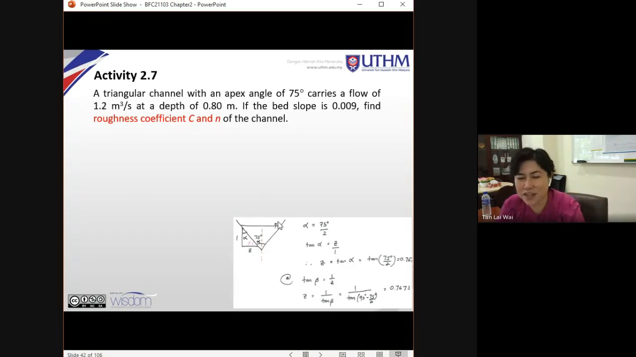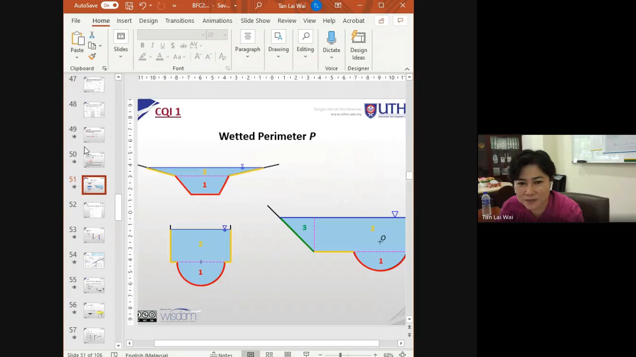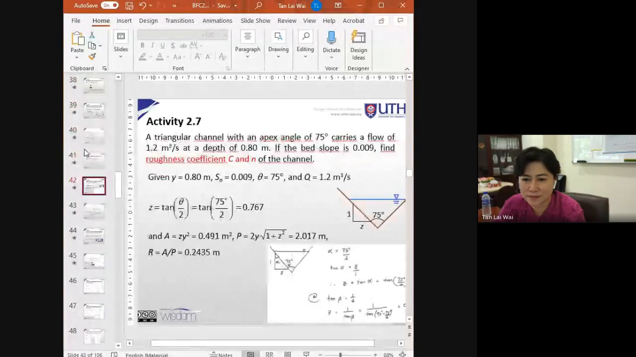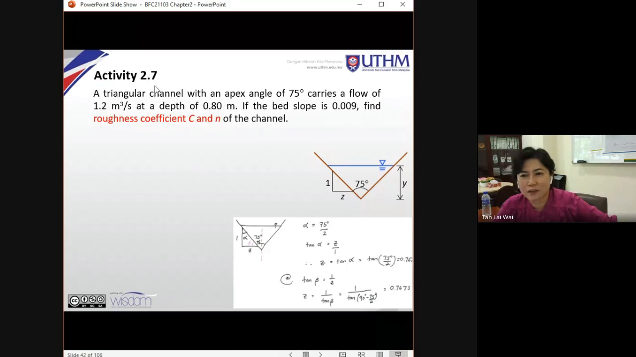You have 75 degree. I'm going to increase this diagram. Oh, I already have this diagram drawn. So 75 degree, this is your apex angle. It carries a flow of 1.2 meter cube per second at a depth of 0.8 meter. So y is 0.8 meter. Bed slope is 0.009. Bear in mind, bed slope is normally a small number for open channel analysis. Find the roughness coefficient C and N.